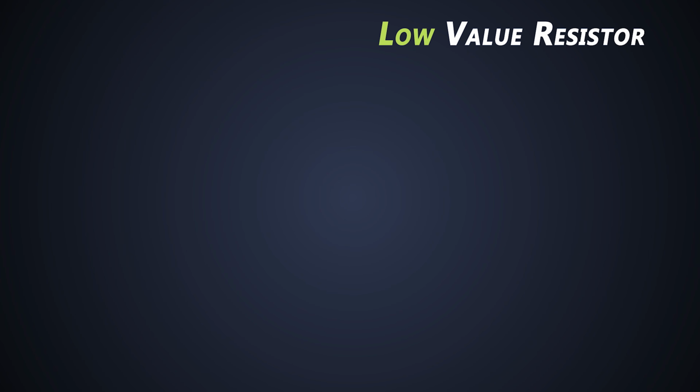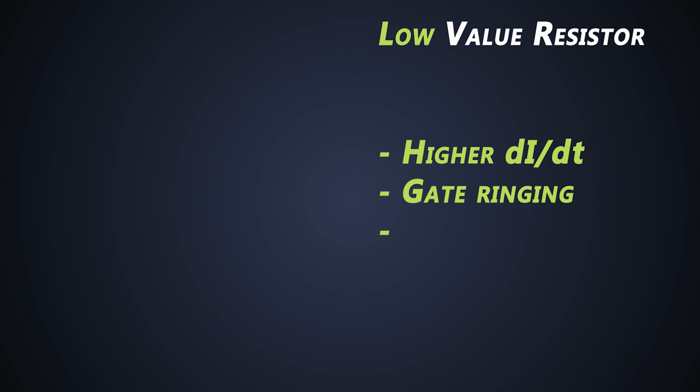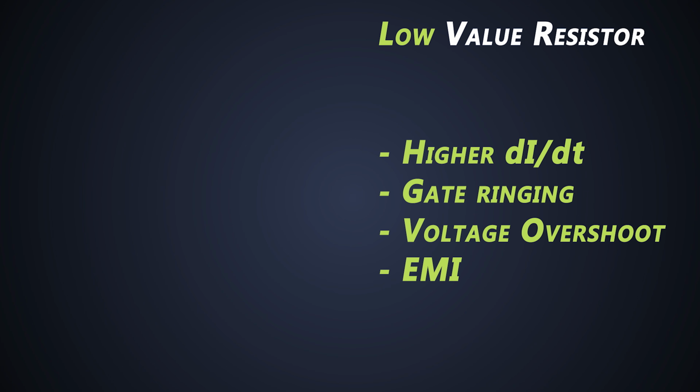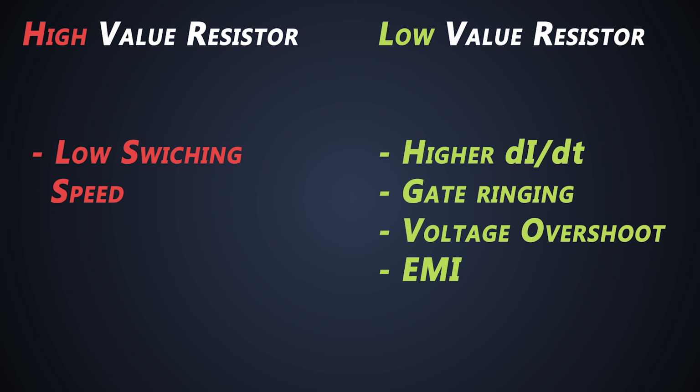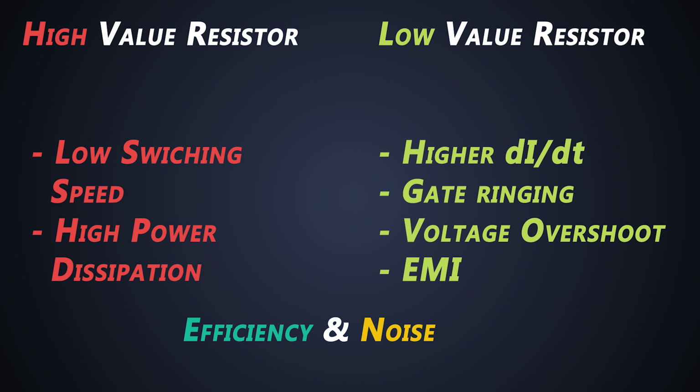If we summarize all of these points, when we use a too small value of gate resistance, then there will be effects on the MOSFET like higher di/dt, gate ringing, voltage overshoot, and EMI. And when we use a higher gate resistance value, then the switching speed of the MOSFET will decrease and its power dissipation will increase. So, selecting the gate resistance is a trade-off between efficiency and noise. We can't use a very small resistance value.